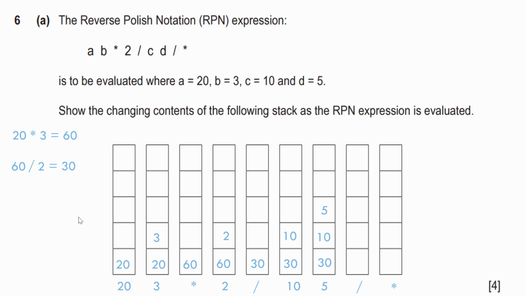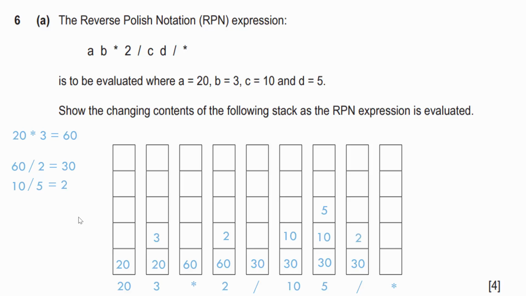Now, we have divide. So I'm going to pop the 5. I'm going to use that division symbol. I'm going to pop the 10, and I have 10 divided by 5, which I know is 2. I push that onto the stack, but don't forget, 30 is still on the stack. The 10 and 5 just got divided. So now there's a 2 there.